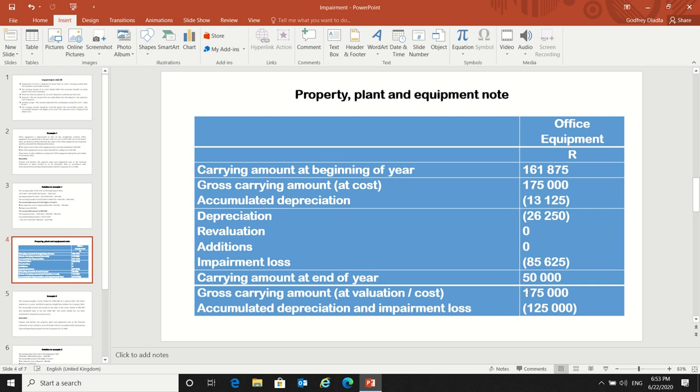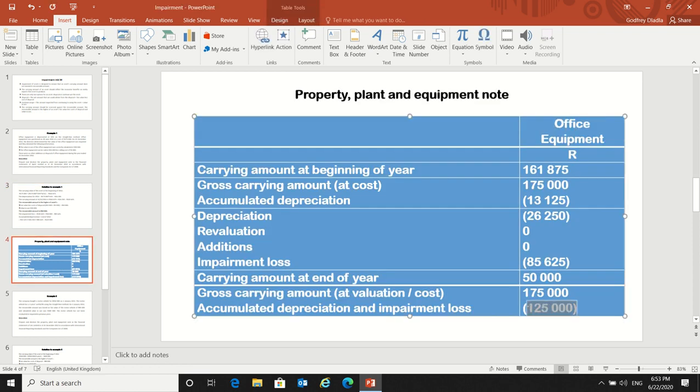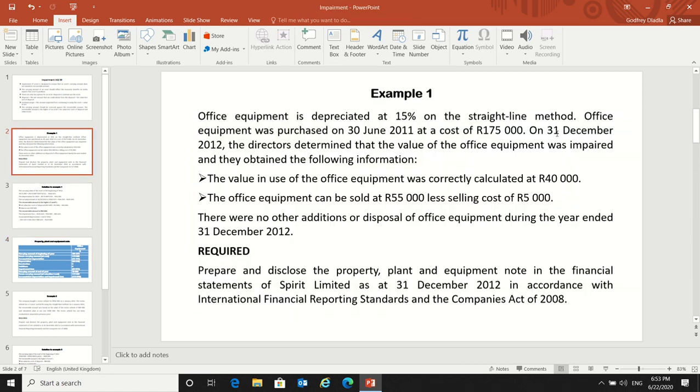The asset is at 175. You see, this 125 is the one that I was explaining here. Here's the 125. This is this one here. All right. And you see now, the carrying value by the end of that year is 50,000. Now, in this exercise, the impairment was done at the end of that year, 2012. Right.